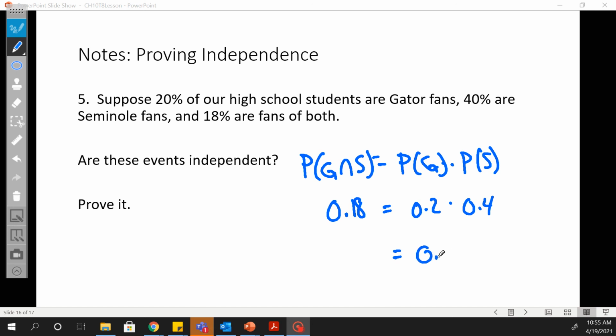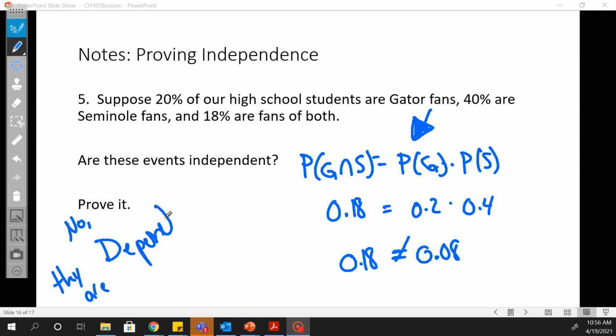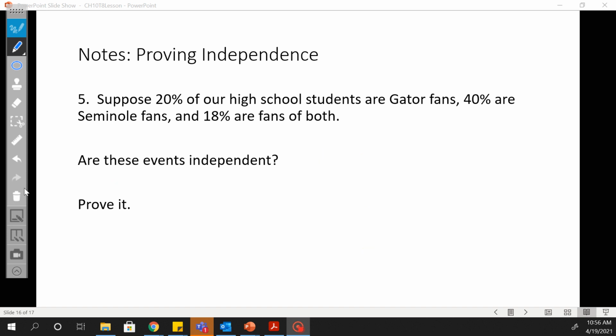Well, that's 0.08, when the true probability is 0.18. These are not equal to each other. So this formula only works for independent events, and it didn't work here. So these are dependent. Are these events independent? No, they are dependent. They're not independent.